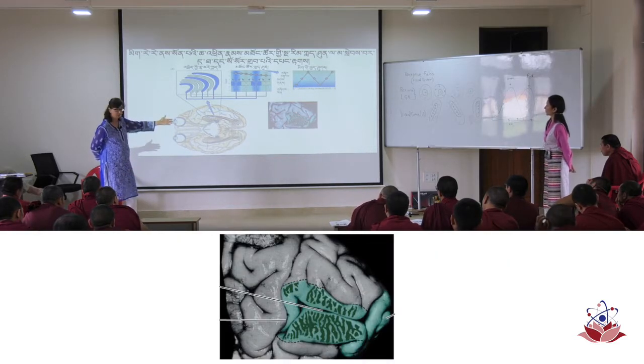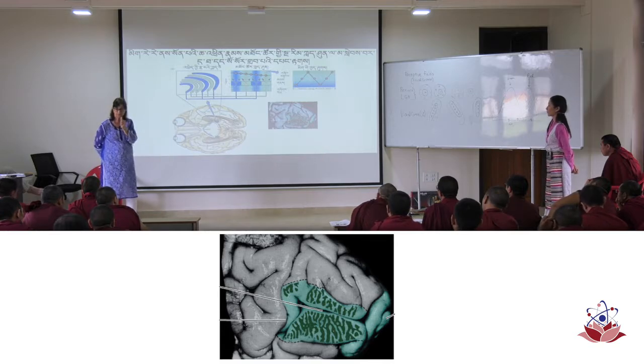And so this in the human brain is about the size of your thumbprint. That's the size of the visual cortex in the human brain.